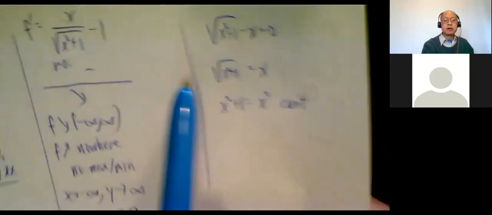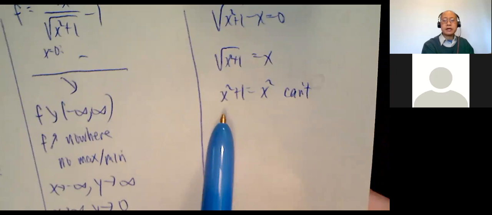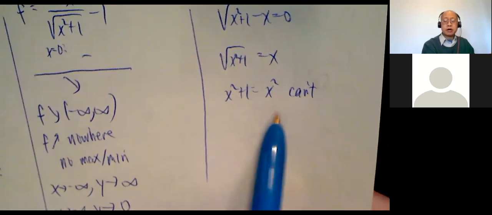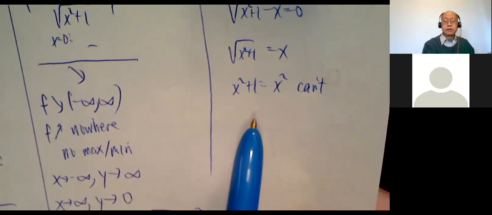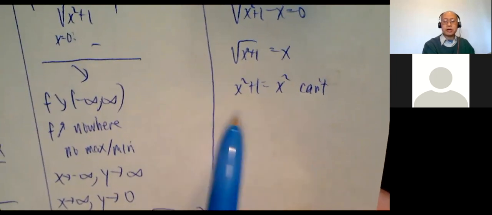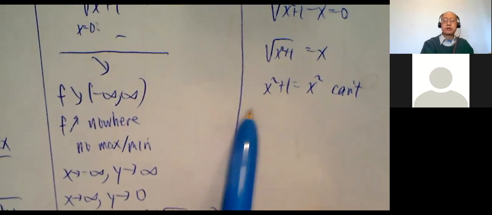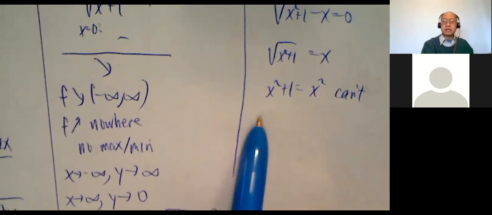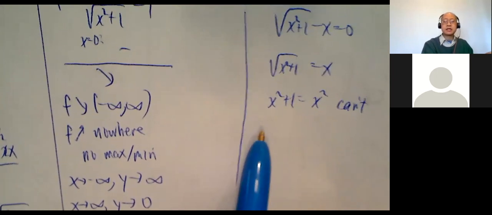That was the original. Move over the x, square both sides, and this automatically can't happen. x squared plus 1 equals x squared. You can subtract x squared on both sides, and you get 1 equals 0. Basically the statement is saying a number is equal to the number plus 1. That's impossible, right? So this thing never touches the x-axis.